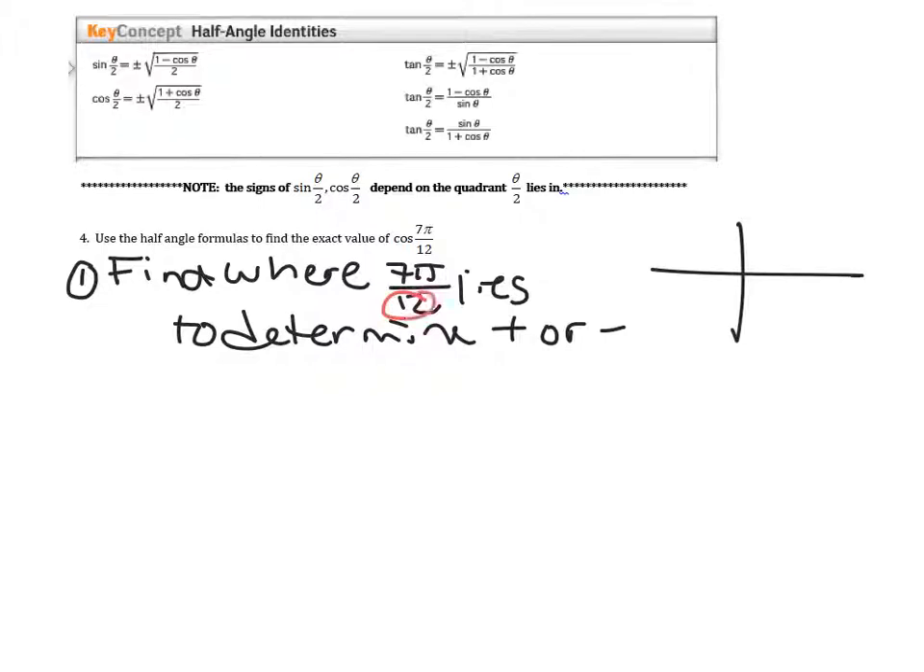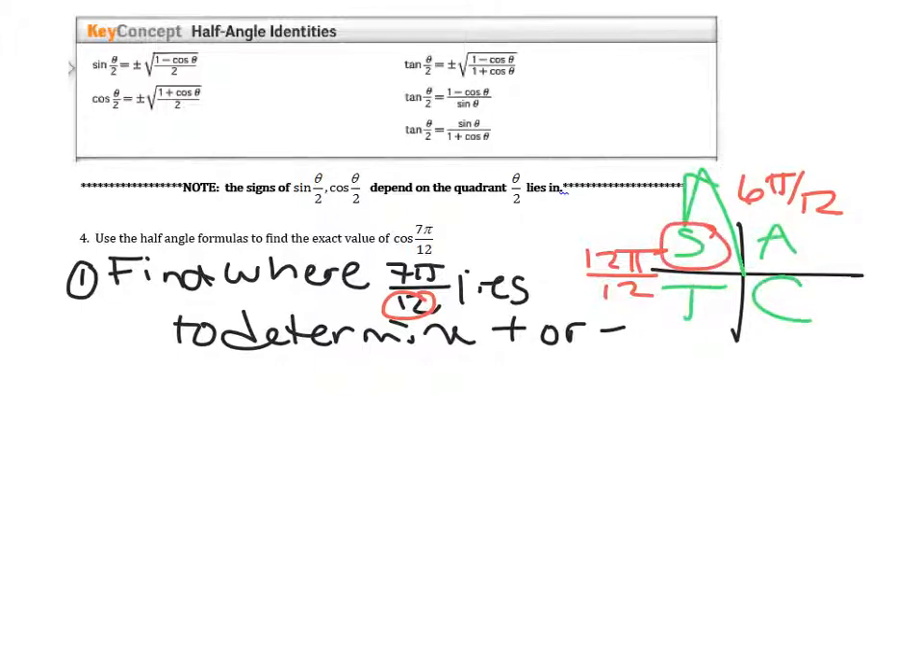However, this is a denominator of 12. So we already know pi is 12 pi over 12. Half of 12 pi over 12 is 6 pi over 12, which means 7 pi over 12 would fall in the second quadrant. And in the second quadrant, our cosine is negative. So there should be a negative on the final answer. So you'll choose the negative.